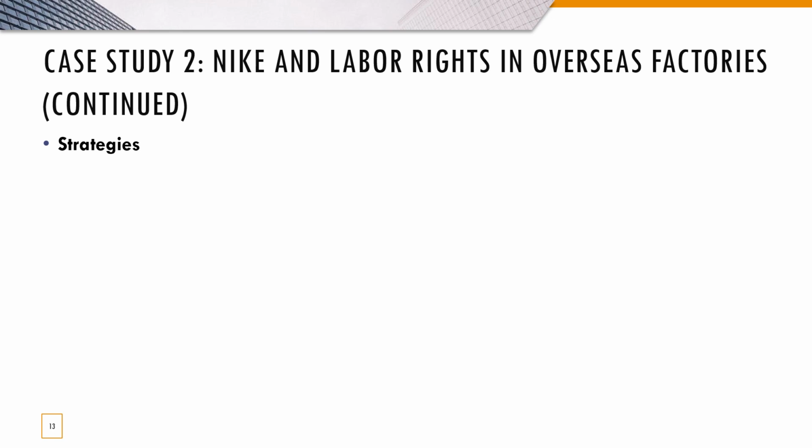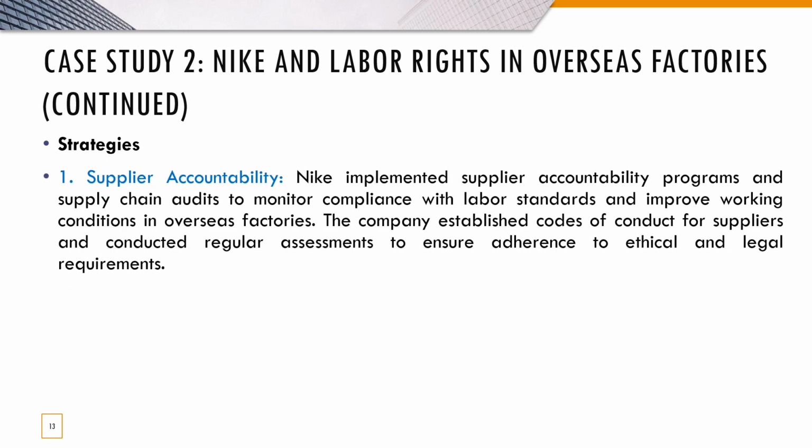So what are the strategies Nike adopted to address those challenges? One, supplier accountability. Nike implemented supplier accountability programs and supply chain audits to monitor compliance with labor standards and improve working conditions in overseas factories. The company established codes of conduct for suppliers and conducted regular assessments to ensure adherence to ethical and legal requirements.